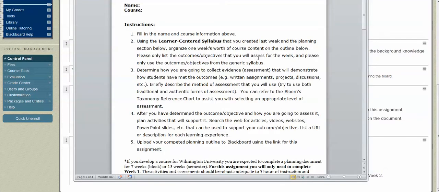For this assignment, please open the document and read the instructions carefully. You'll use the objectives from the generic syllabus for the course that you chose last week, and you will plan 1 week's worth of content for an online course. Please use only the objectives from the generic syllabus, and think about which objectives you can cover in the equivalent of a 5-hour class.